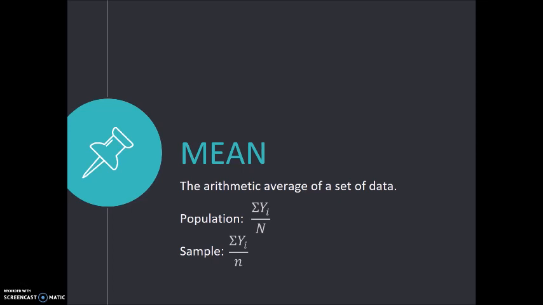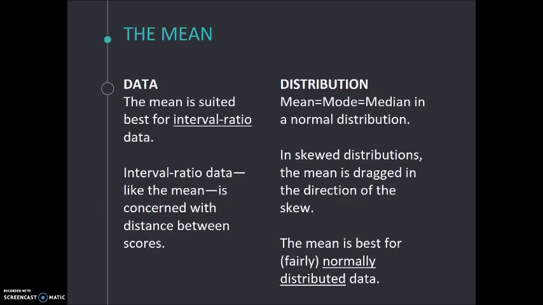So if I had the numbers 4, 5, 5, and 6, n would be 4 because I have 4 scores. Sigma y or sigma x would be 20 because 4 plus 5 plus 5 plus 6 is 20. So then sigma y i, 20, divided by n, 4, would be 5. So my mean would be 5 for that set of data.